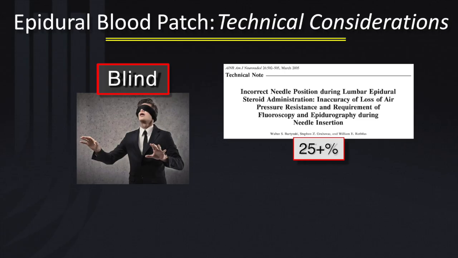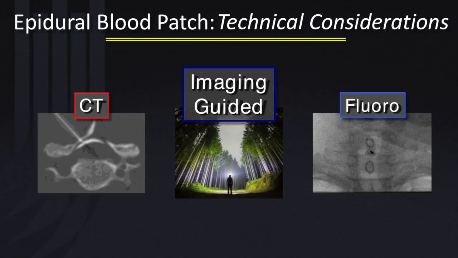You'll get a loss of resistance, and it turns out you're in the retrodural space of Okada or other anatomic locations that are kind of interesting. And so if you don't end up in the right spot, you're not going to get the blood to the right spot, and presumably you're going to reduce the chances of fixing the problem.